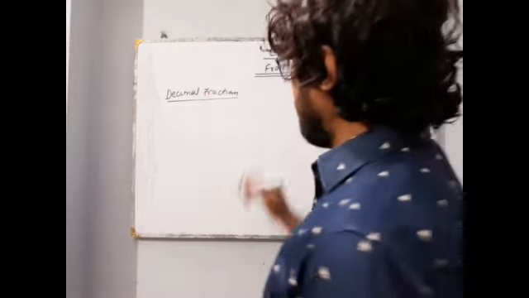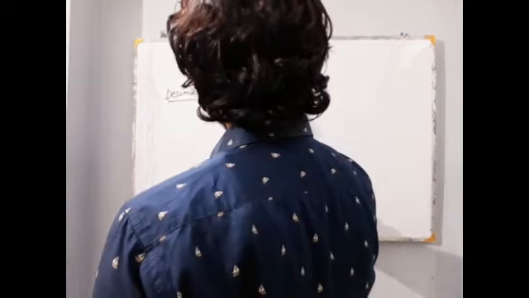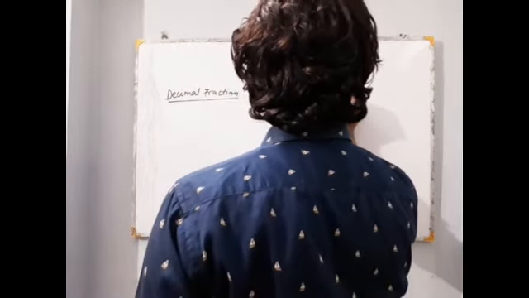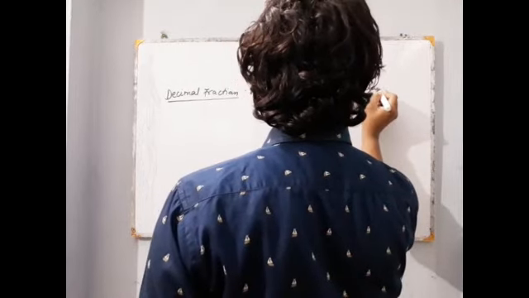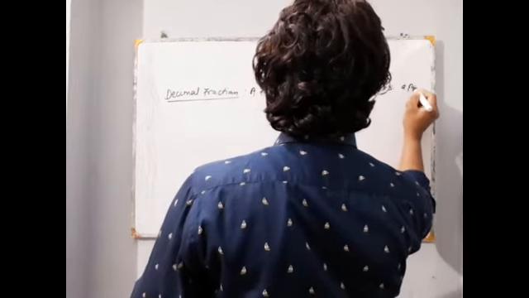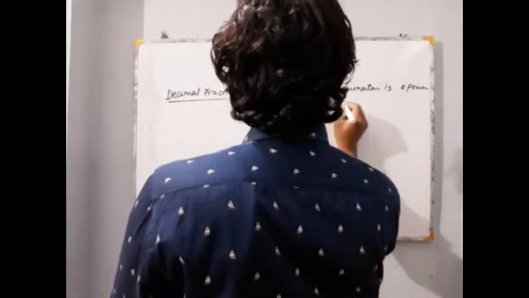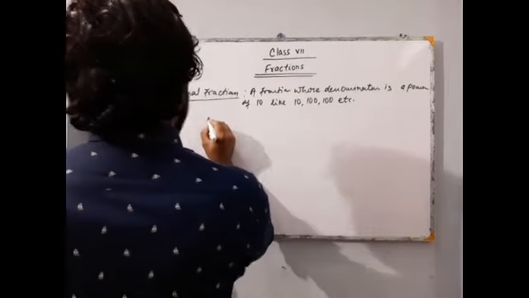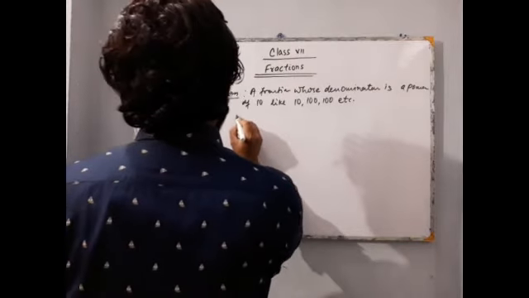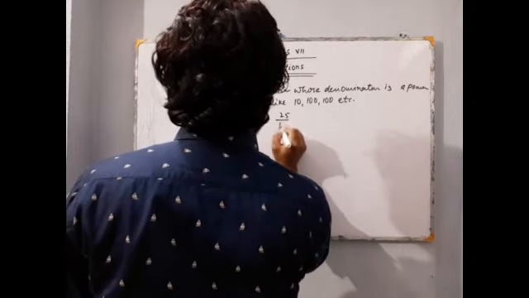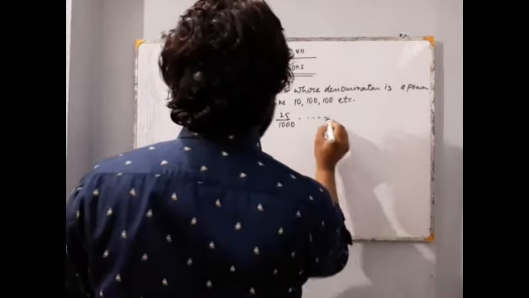Okay, a fraction whose denominator is a power of 10, like 10, 100, 1000, etc. What are the examples of decimal fractions? Like 2 by 10, 3 by 100, 25 by 1000. Okay, these are the examples of decimal fractions.